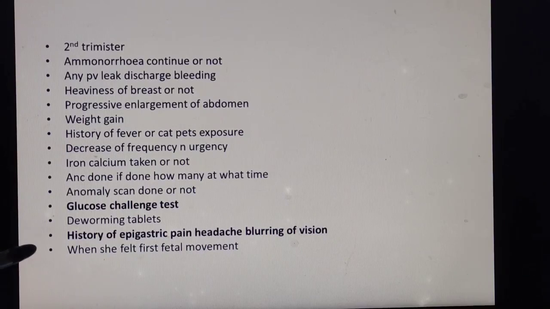Along with this, the point that I have highlighted here is very important: history of epigastric pain, headache or blurring of vision. This is absolutely very important, because we are ruling out pre-eclampsia and eclampsia here. And you have to ask the patient when was the first fetal movement that she felt. This is known as quickening. It happens around the 5th month.